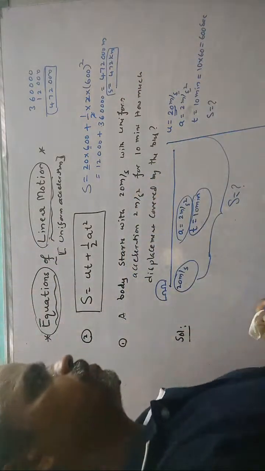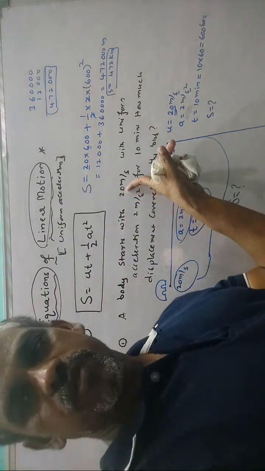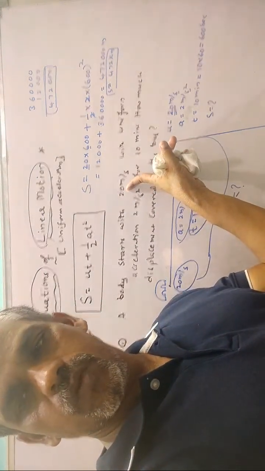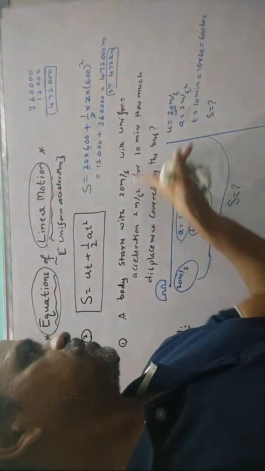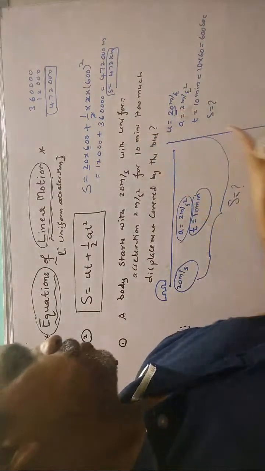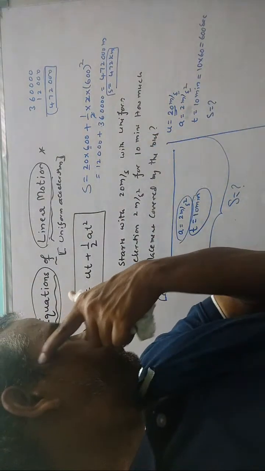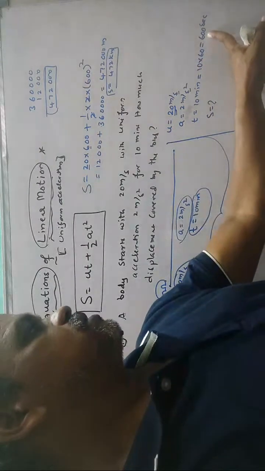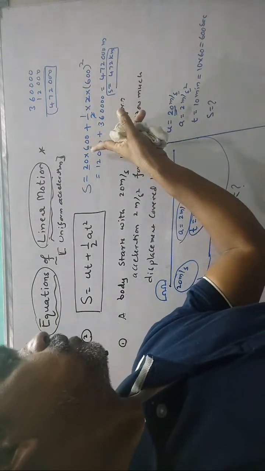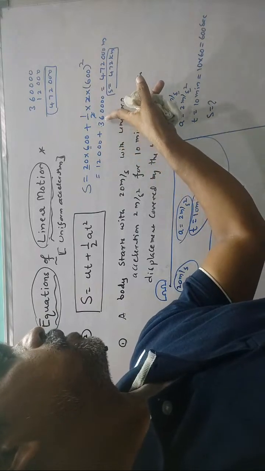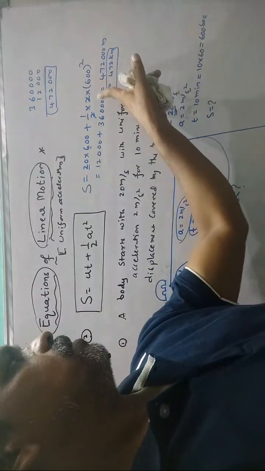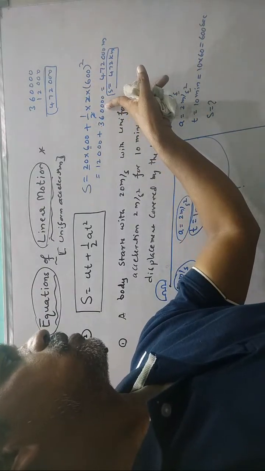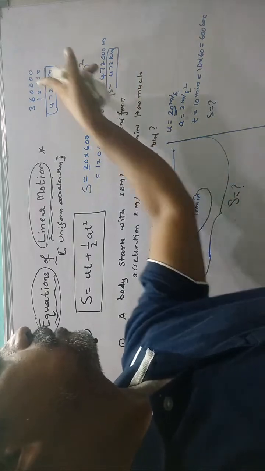That means it starts with 20 meter per second. The uniform acceleration is 2 meter per second square, for 10 minutes it travels. See how much you will get. 60 into 10 is 600 seconds, 12,000 meter, 12 kilometers here. Half into a into t square, 36 with 4 zeros. Like this you will get the answer.